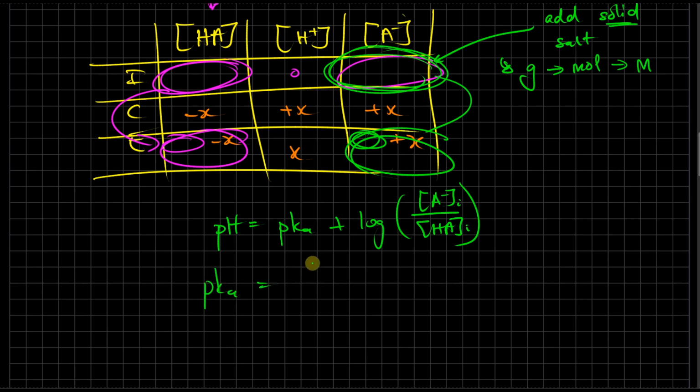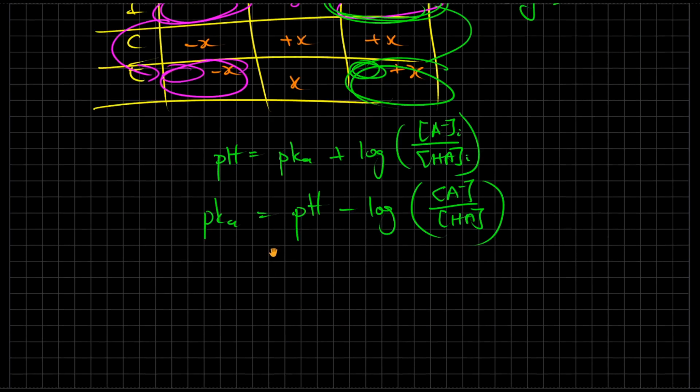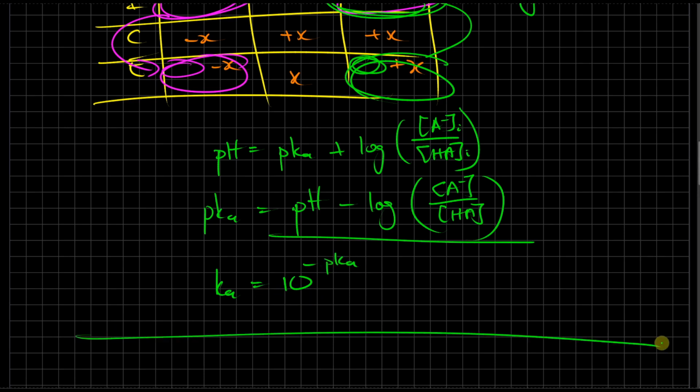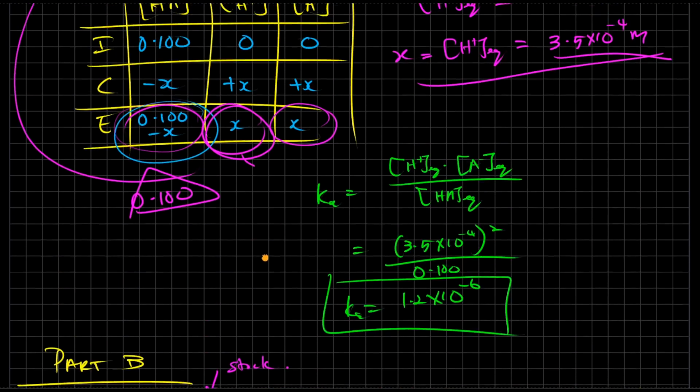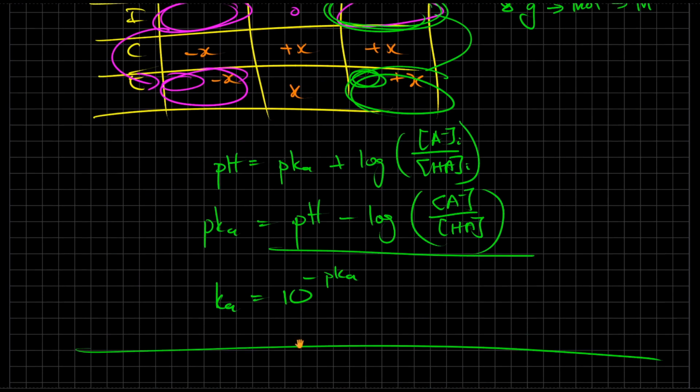With that, the pKa will be the pH minus the log of these two concentrations, which we already know, right? And we also know the pH because that's what we're going to measure. So we can figure out the pKa from creating this buffer. And then the Ka is just 10 to the negative pKa. So in part B, creating this buffer, this is how we're going to find the Ka of our acid. In part A, this is how we're going to find our Ka of our acid. And that's the gist of the lab.